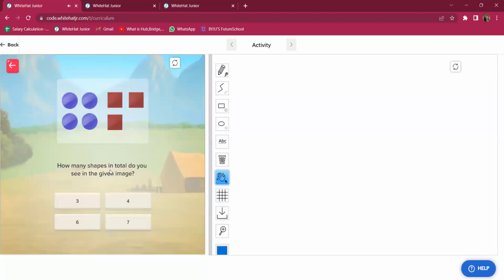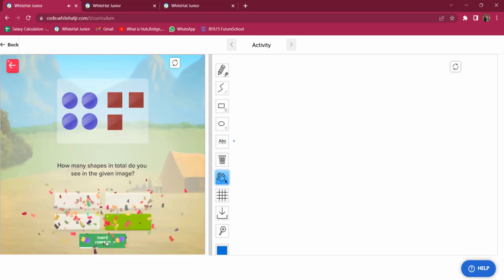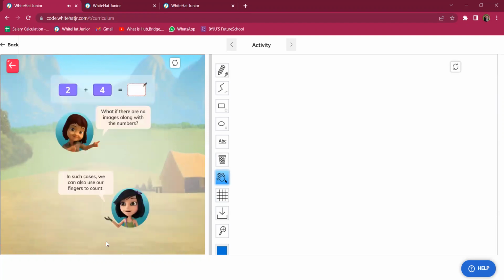So how many shapes in total do you see in the given image? Okay, so if you see this given image, you have 1, 2, 3, 4 blue and 1, 2, 3 brown, right? So 4, 5, 6, and 7. So you'll click on 7, check your answer and go to the next question.